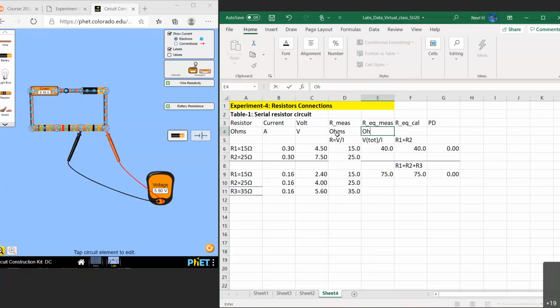So this is also ohms, and R equivalent also ohm. You can either type unit ohm, name ohm, or you can just put the symbol, this omega. Okay, either one is fine. Percentage usually in percentage sign. There's no units there. Good, any question?